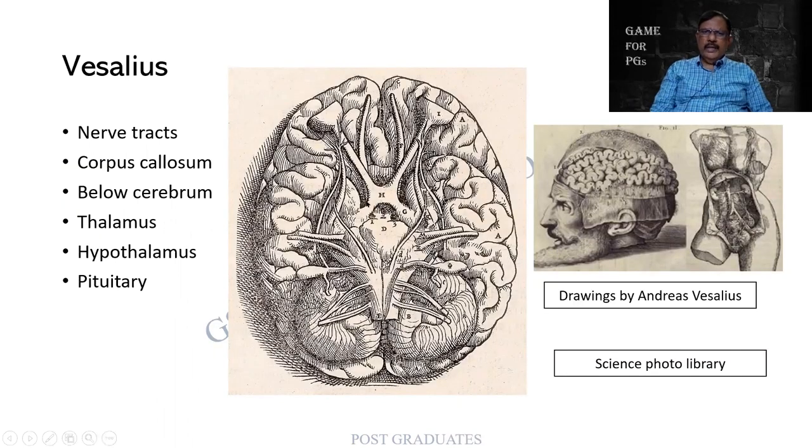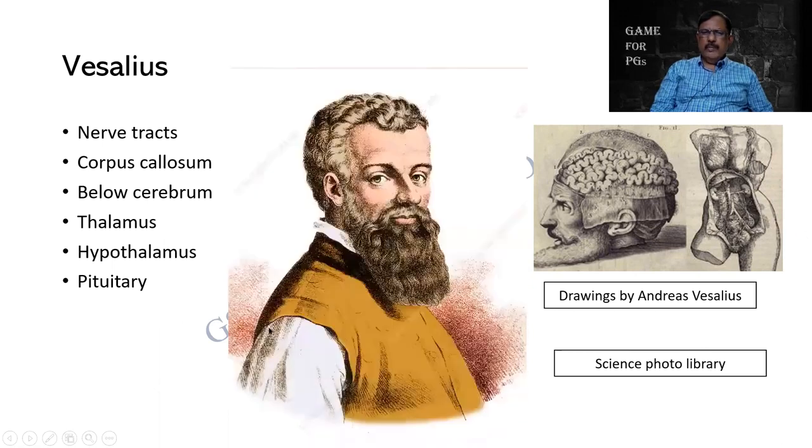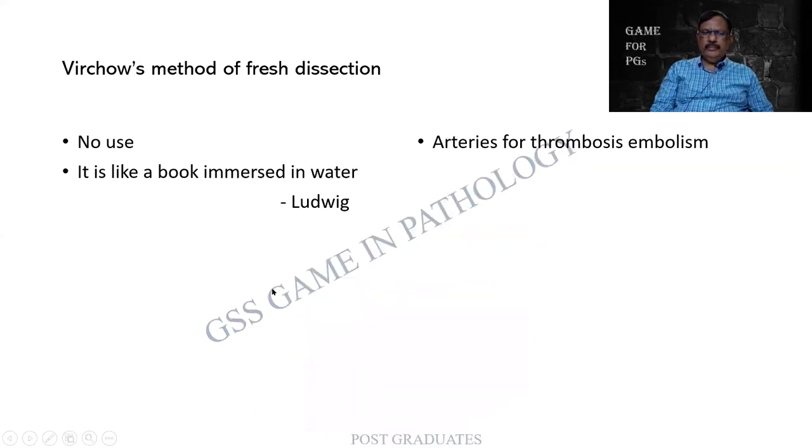What you people are seeing on the screen are contributions, or rather creations by Vesalius. At the base of the brain, one will have to look for the nerve tracts, corpus callosum when it is cut sagittally. And underneath the cerebrum, we'll have to look for the thalamus, the hypothalamus, pituitary, etc. These are drawings by Andreas Vesalius. And the Science Photo Library has given me a beautiful picture of this, which is worth projecting.